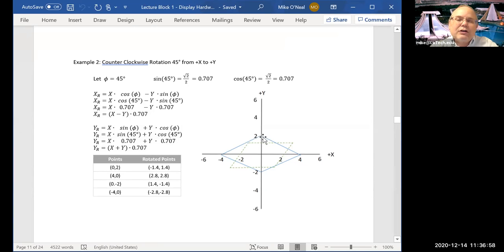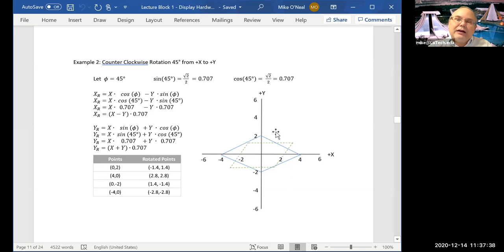And so you can see that the point 0, 2 gets converted to minus 1.4, 1.4. So this is 2 here, so I need to go over about 3/4, right? 1.4, and then up 1.4. And so that's how this 2 shifts to here. And 4, 0 is going to become 2.8, 2.8. So again, that's about here. And again, you should follow each of those points. Do you have any questions for me?